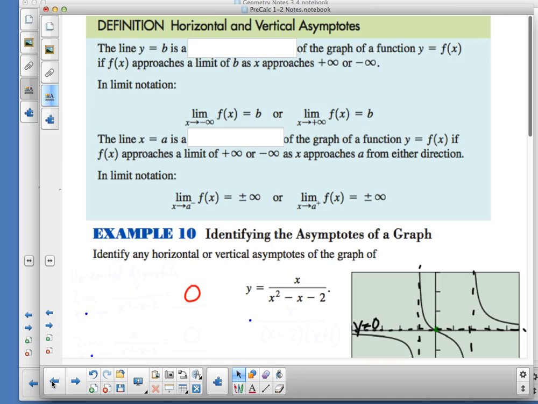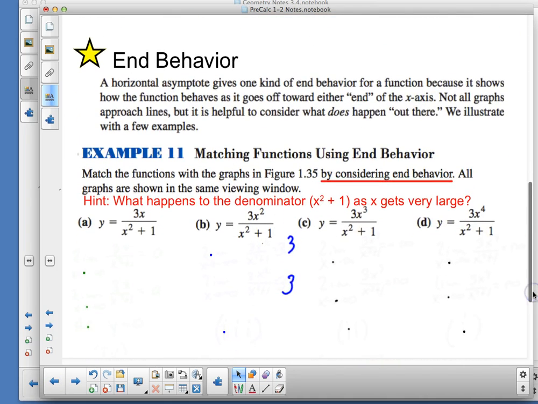Oh, I got some end behavior stuff. Let's check that out. End behavior. Our horizontal asymptote gives us one kind of end behavior for a function because it shows how the function behaves as it goes off towards the end. Does it tend to some point? Remember the horizontal asymptote: in some part of the function, if we have one, our function gets really close to it as it tails off to infinity and negative infinity. Now, parts of the function could have a range that goes beyond that, and we saw that in our last function.